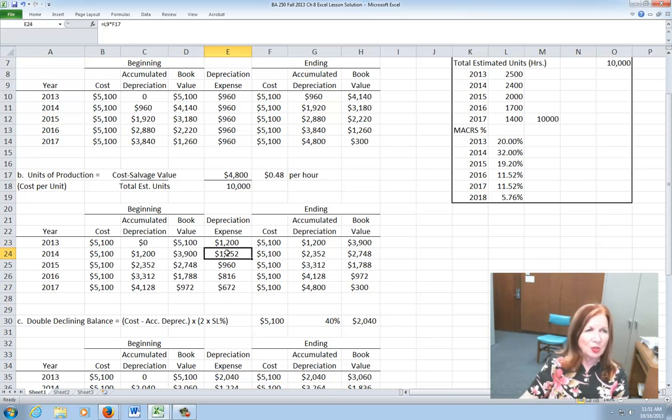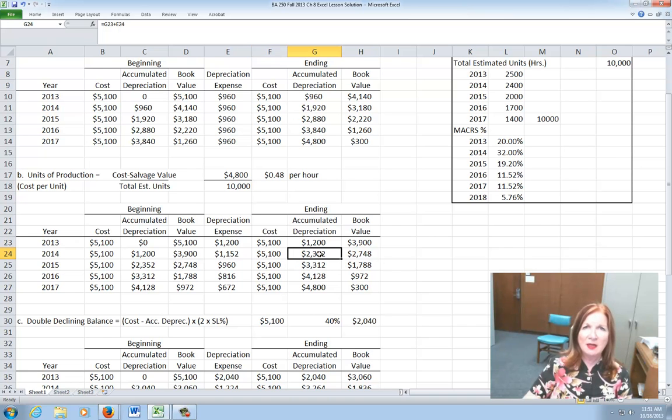Now you have depreciation expense. Depreciation expense is the number of hours, and in year 14 that was 2,400 hours, times the cost per hour, which is right over here in F17. So you're going to have L9 times F17, and you'll get the amount of depreciation expense. The cost, you might have it already in there, you might have to enter it at this point in time.